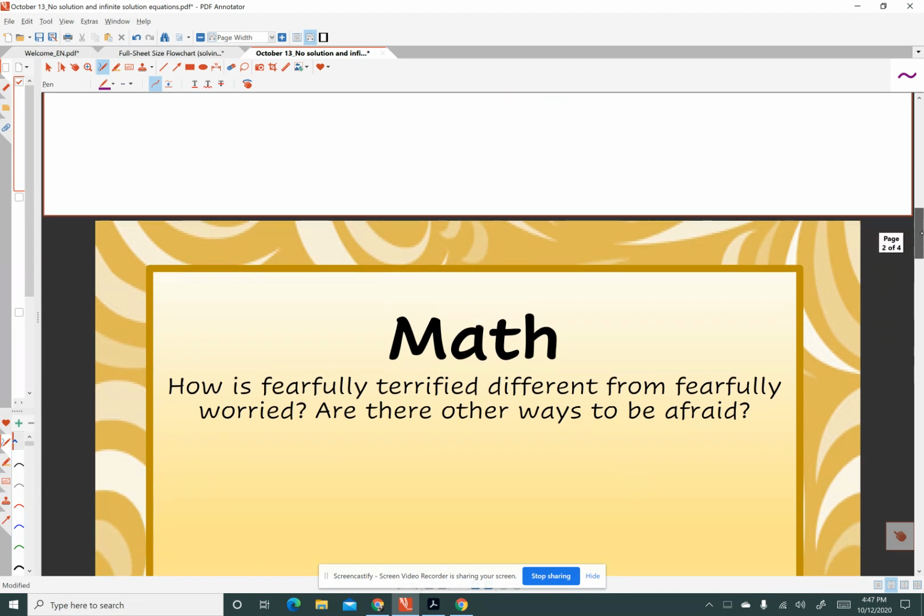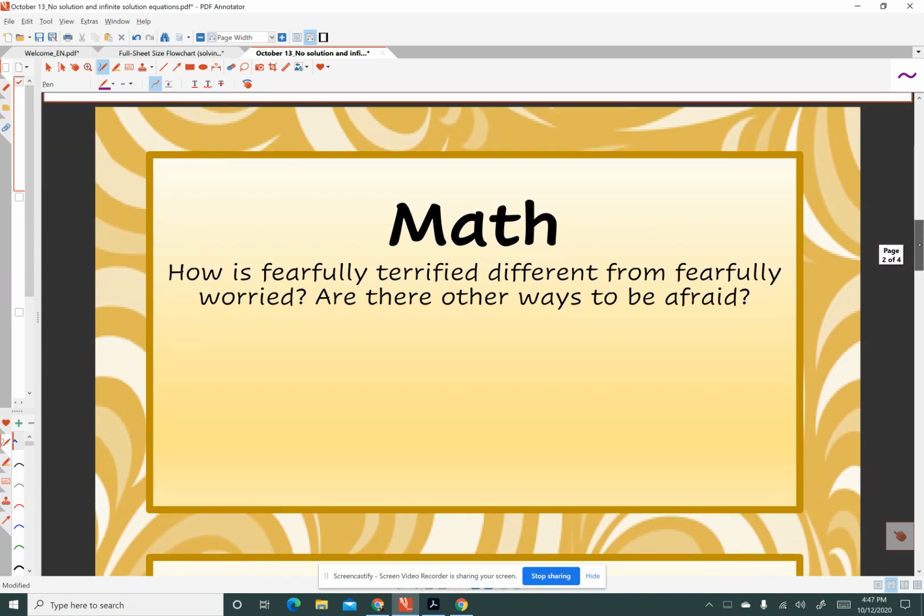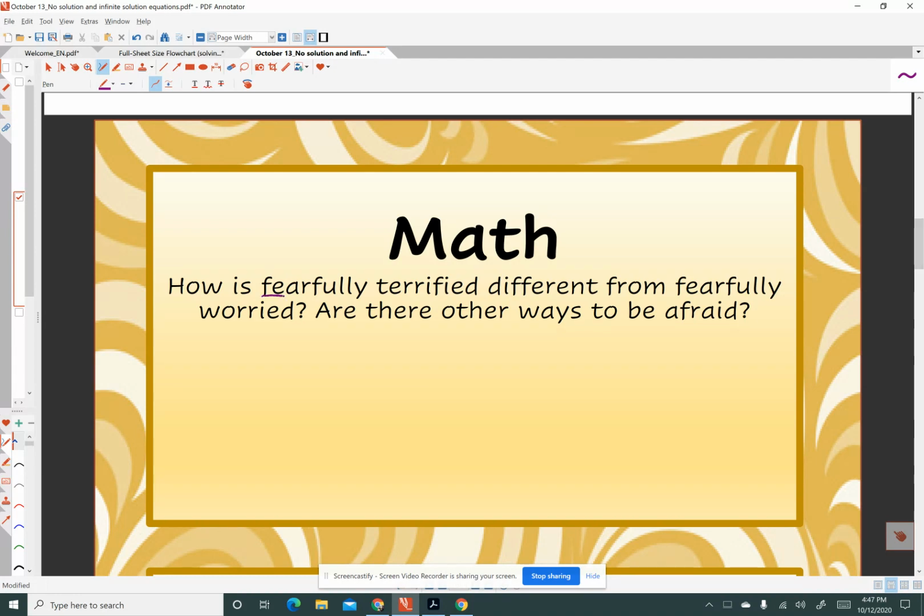So let's look at our do now for today. How is fearfully terrified? So we've kind of modified the idea of fear with terrified, different from being fearfully worried. And are there other ways to be afraid? I know that with everything going on with COVID, we have lots of different kinds of fear. If we have a loved one who's very sick and in the hospital, we might feel terrified. But when we come to school and we have to wear a mask, we might just feel a little bit worried.